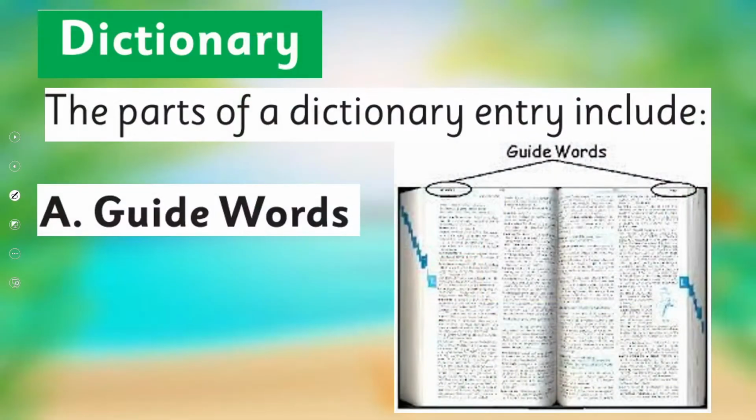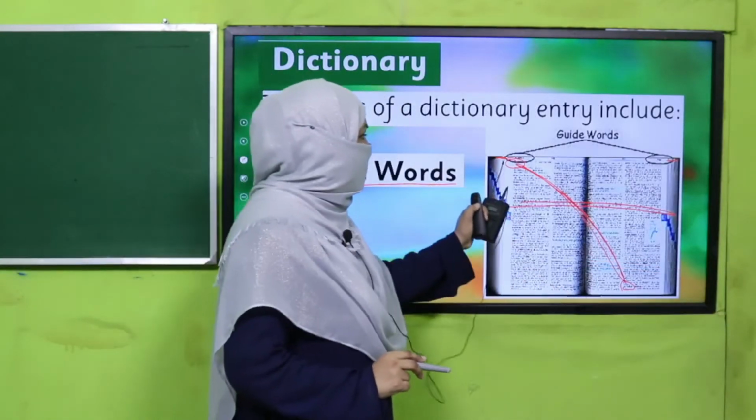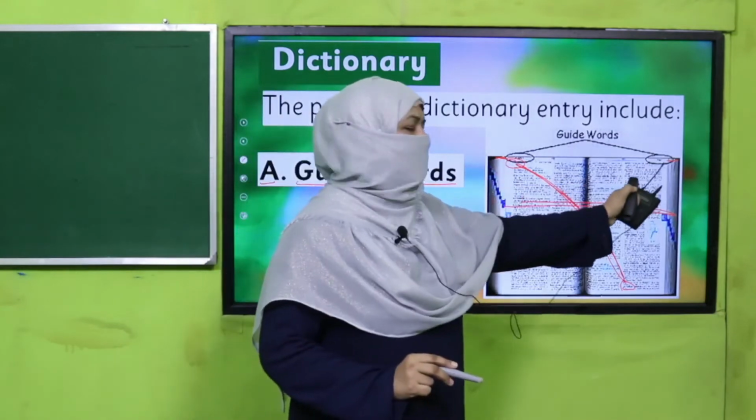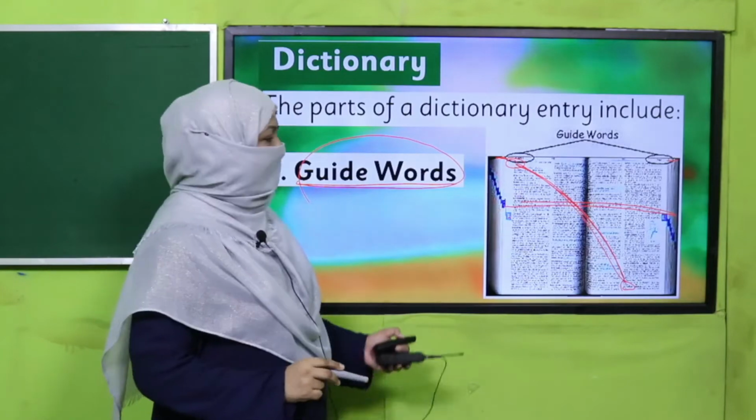So first of all, the first part of a dictionary is guide words. What are guide words? Whenever you find a dictionary, beta, on any page there is a word over here and over here. It tells you the first word on this page and the last word on this page, and all the words which come in between these two words will be on these two pages, right? So these two words are called guide words, right?